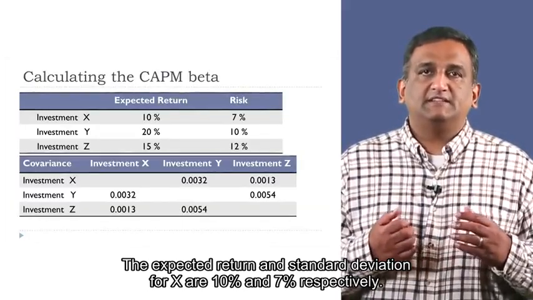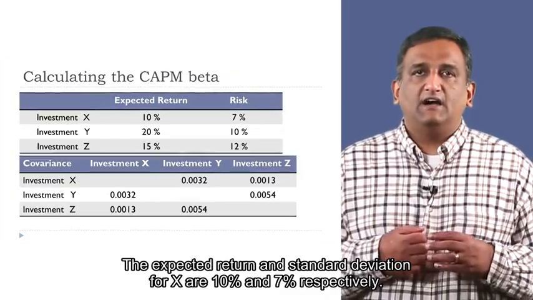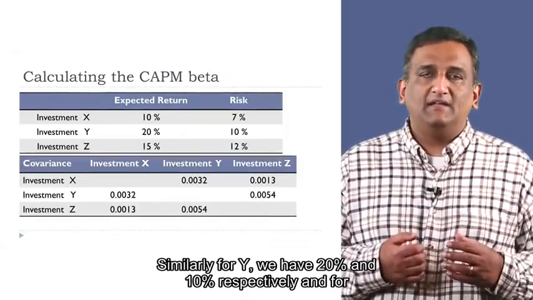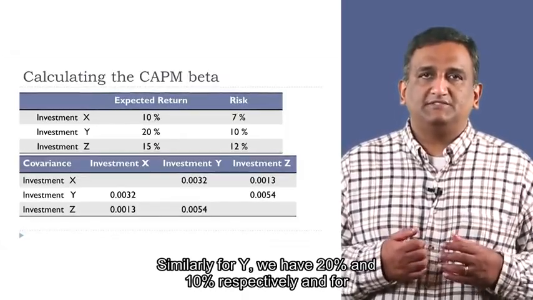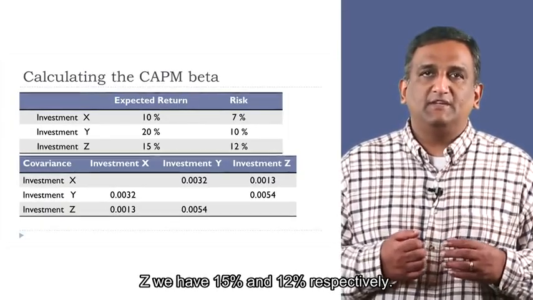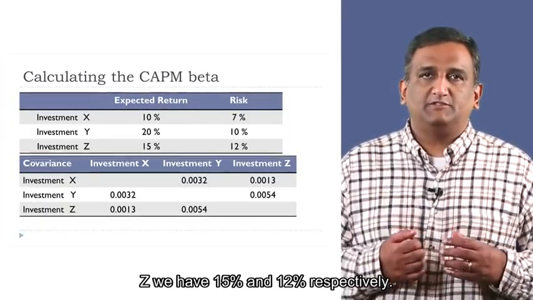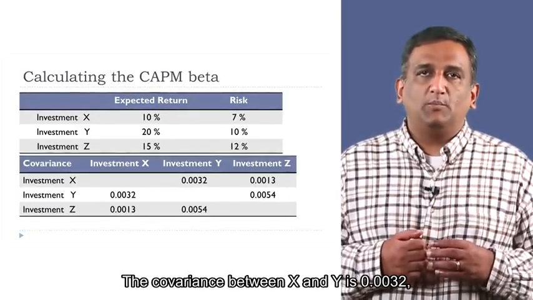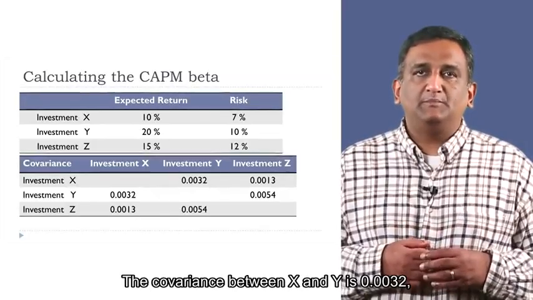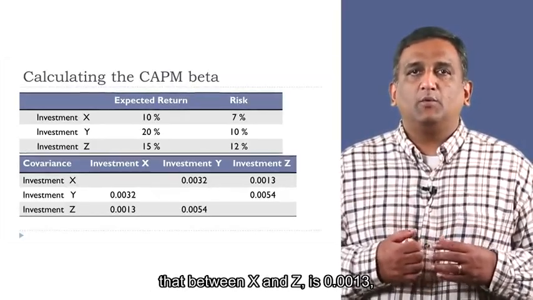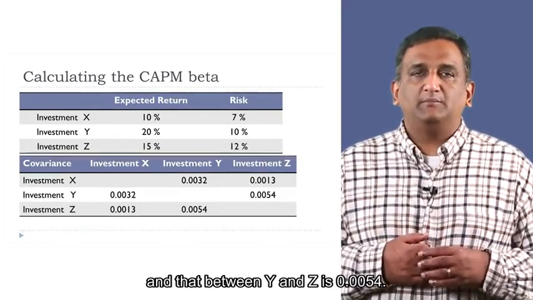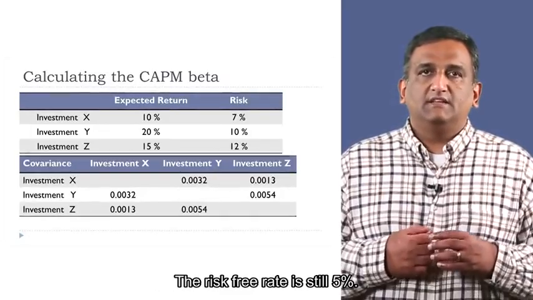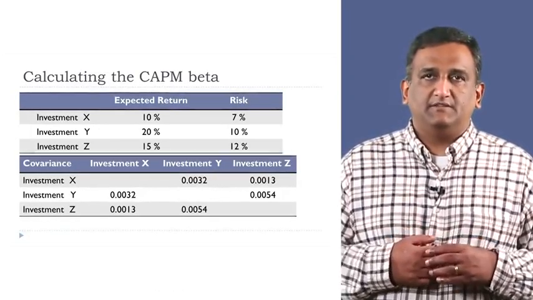The expected return and standard deviation for X are 10% and 7% respectively. Similarly, for Y, we have 20% and 10% respectively, and for Z, we have 15% and 12% respectively. The covariance between X and Y is 0.0032. That between X and Z is 0.0013, and that between Y and Z is 0.0054. The risk-free rate is still 5%.